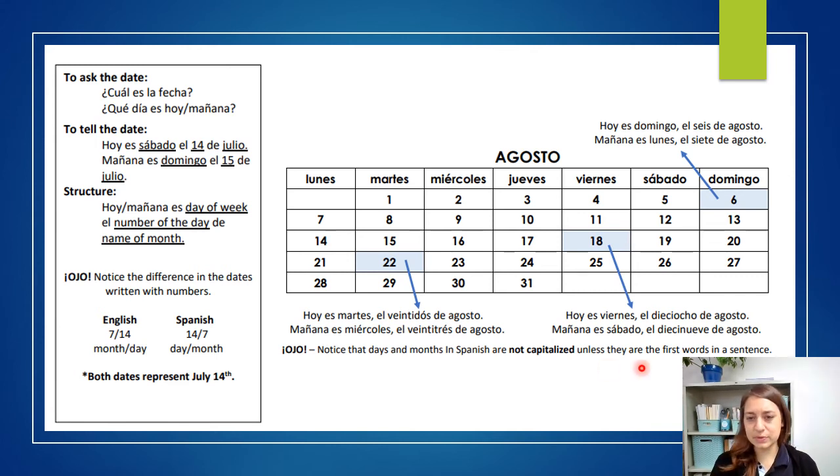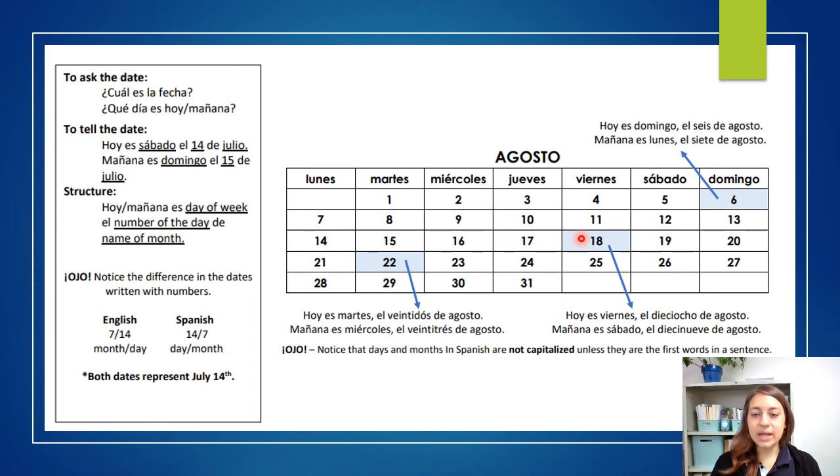And then there's 3 examples here I want you to just take note of mentally. You don't need to write it in your notebook unless you want to. You can pause and take time to do that. So if today was Sunday the 6th, you would say, hoy es domingo el 6 de agosto. And mañana, tomorrow, mañana es lunes el 7 de agosto.